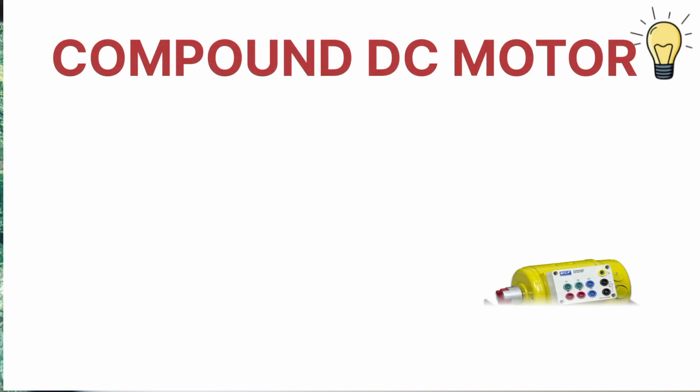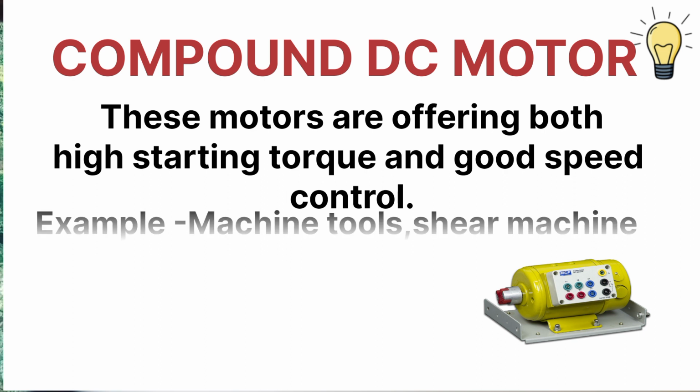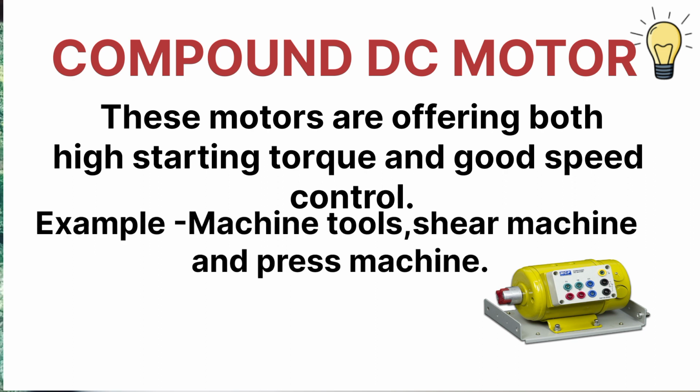So now let's talk about the DC compound motor. Okay, so the DC compound motor offers both high starting torque and good speed control. So that's why these motors are used in machine tools, shear machines and also in presses. These have high starting torque and good speed control, so that's why we're using them in that case.